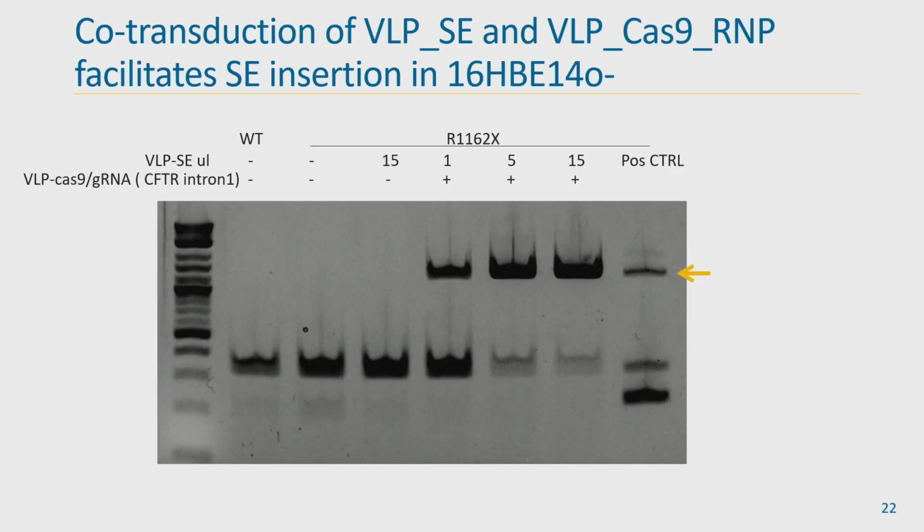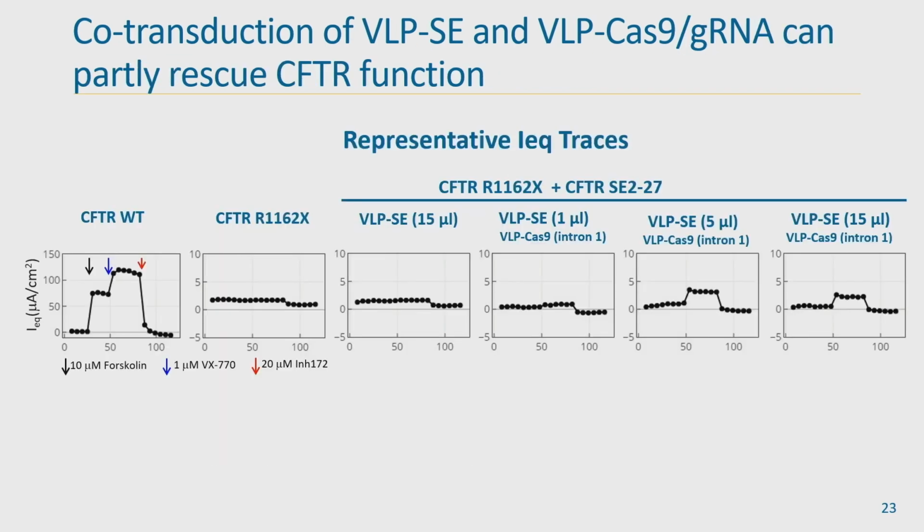insertion of our VLP super exons into intron 1 in these 16 HBE cells. We then were curious to see if these insertions were functional, and so we ran our equivalent current assay with these VLPs, and we were able to detect CFTR function in conditions that received both the super exon HDR donor template and our VLP Cas9 RNP complexes.